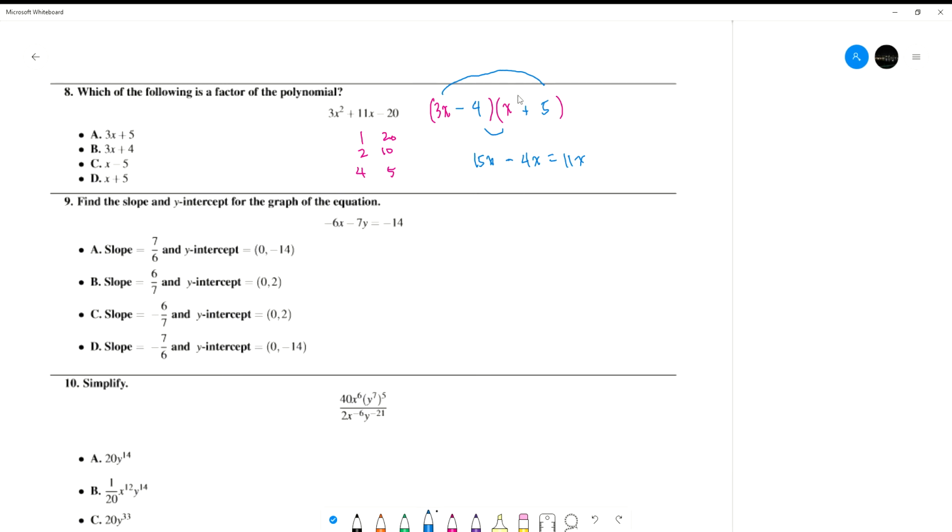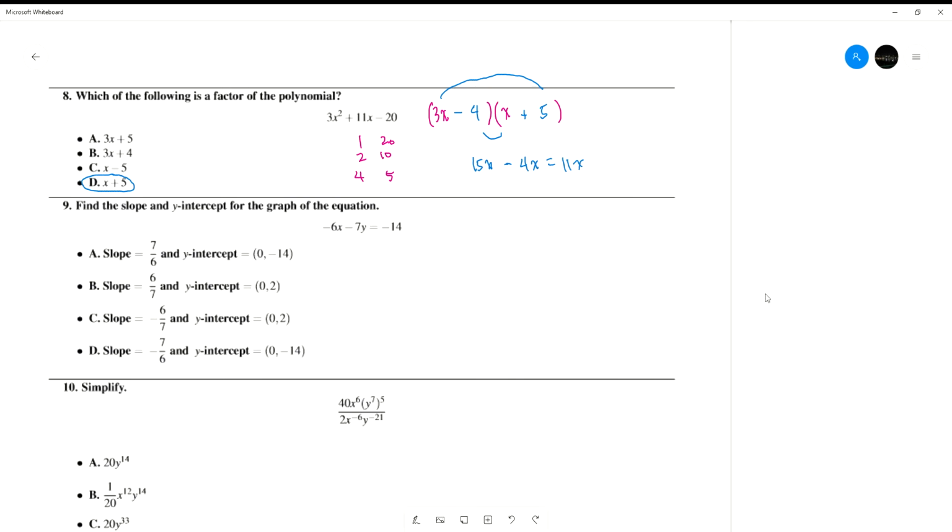So I have my factors here, 3x minus 4, x plus 5. So 3x minus 4, I don't see that, but I do see x plus 5 right there. Any questions? Okay, now the AC method of doing this problem, I'll do it over here on the right side.